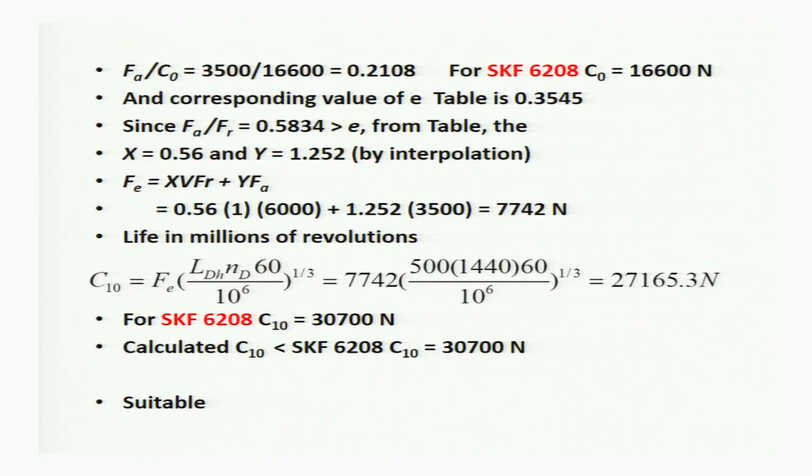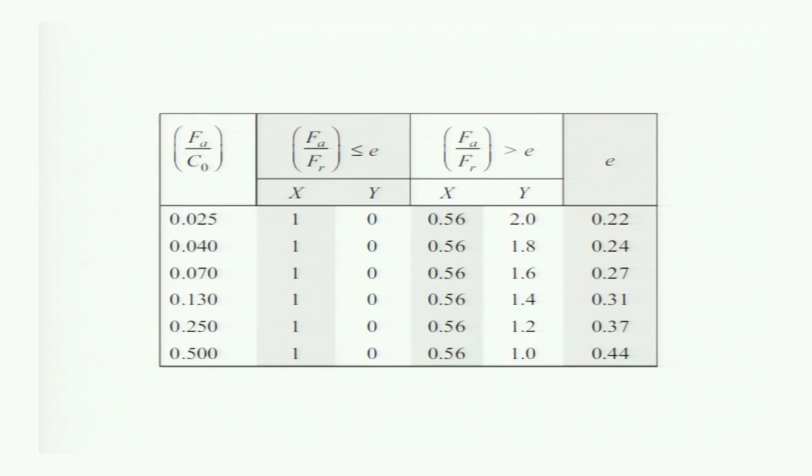Now, let us find the ratio Fa upon C0. This is equal to 0.2108, and the corresponding value of e from the table is obtained as this one. Corresponding to Fa upon C0 equal to 0.21, that value is not given. You have Fa upon C0 equal to 0.13 and Fa upon C0 equal to 0.25. So we will do the interpolation to get the value of e corresponding to our Fa upon C0, which is lying in between these two values.